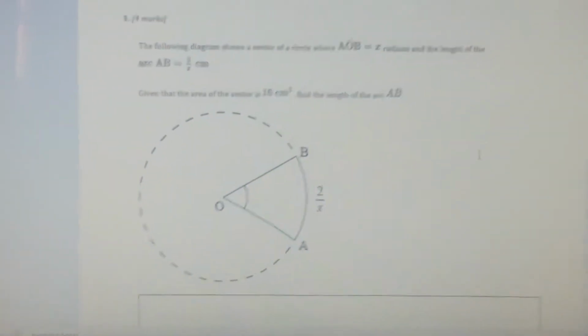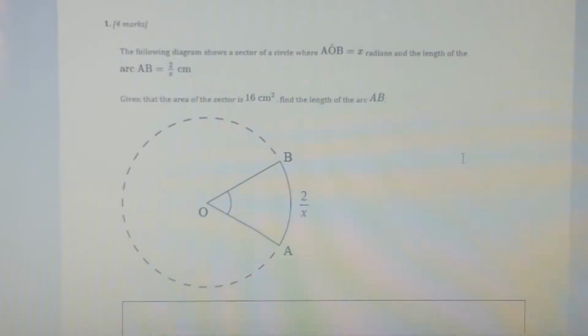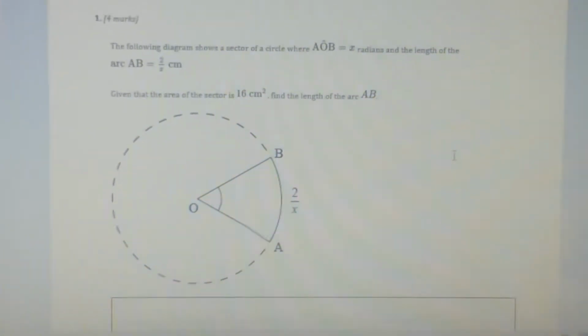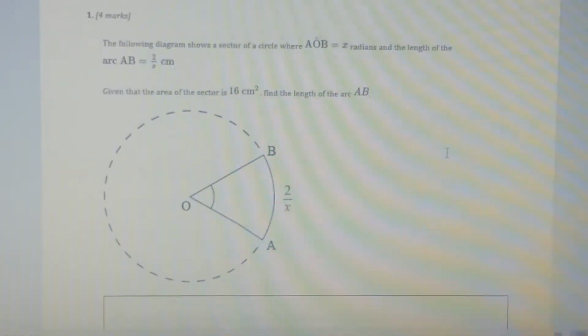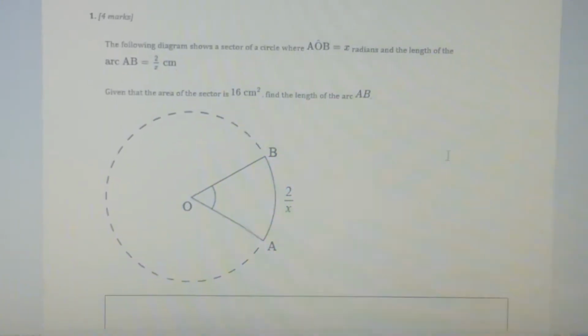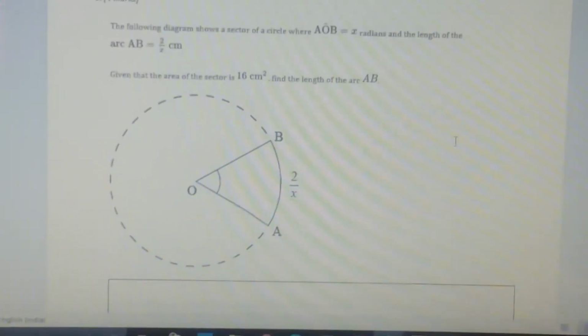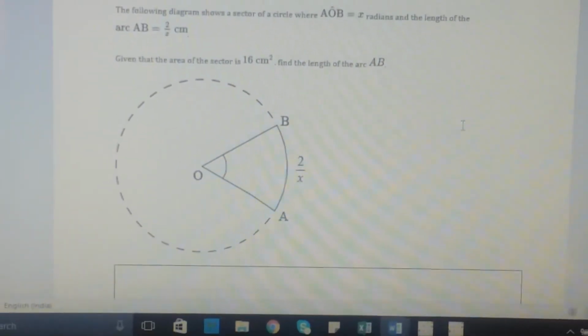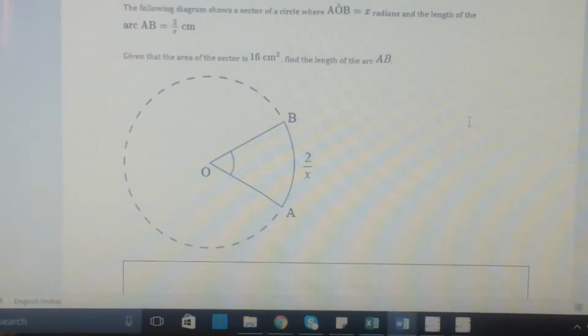It states the following diagram has a sector of a circle where AOB is equal to x radians and the length of the arc AB is equal to 2 by x centimeter. Given that the area of the sector is 16 centimeters square, find the length of the arc AB. And a diagram is given. Now let's do this question.